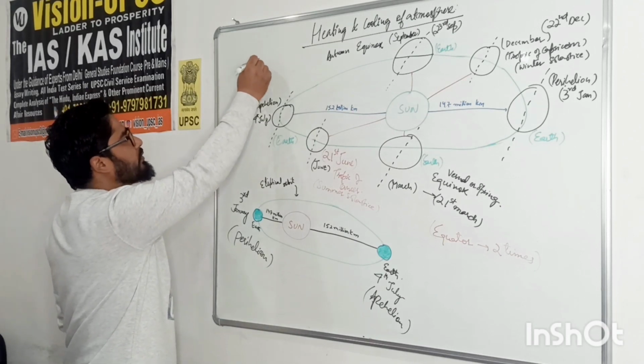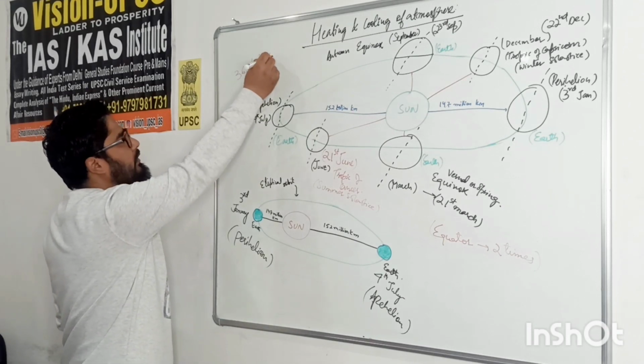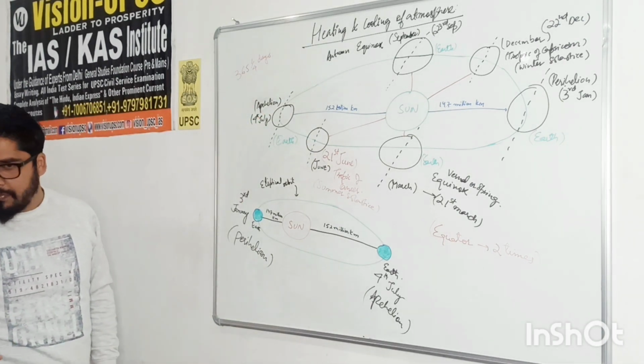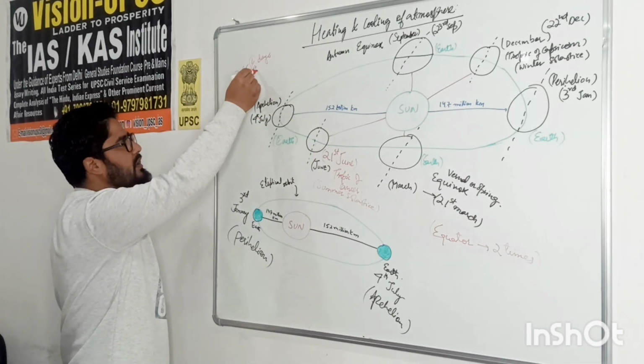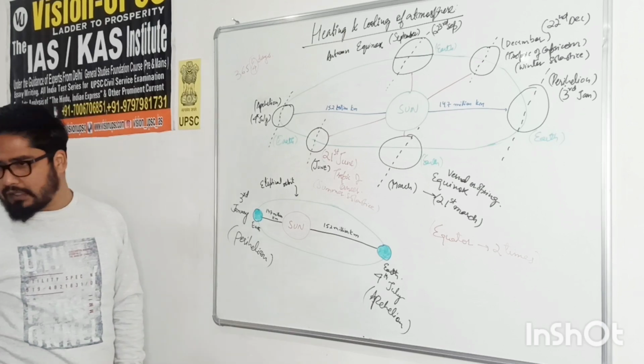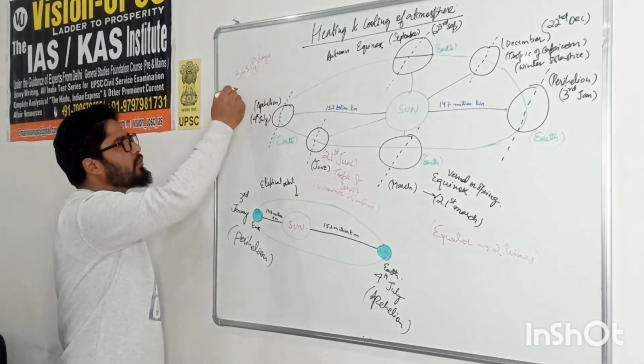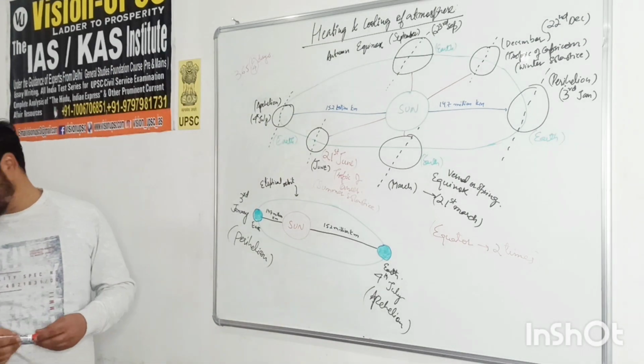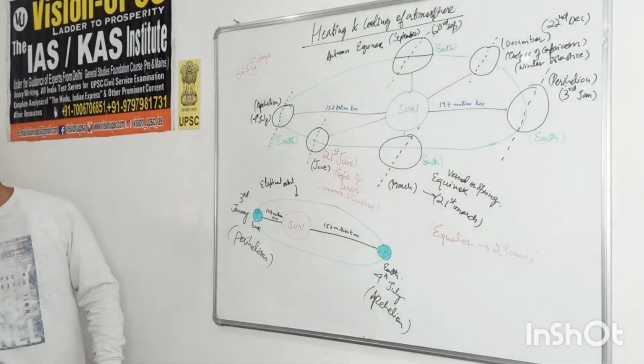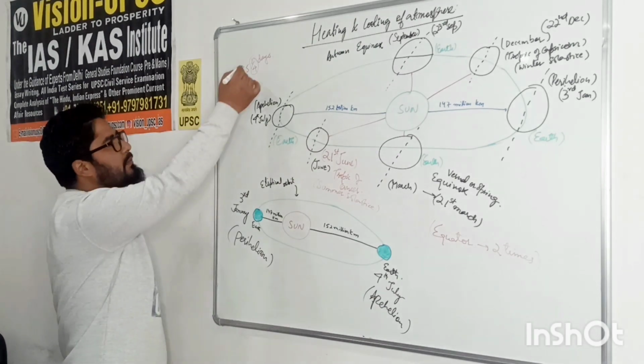365 1/4. ठीक है? कितना लगता है? We skip this thing because ये कुछ कैलकुलेट करना कैलकुलेशन में नहीं आता. ठीक है? We skip this 1/4. We take a year as 365 days. When we take a year as 365 days, तो ये हमने skip किया.